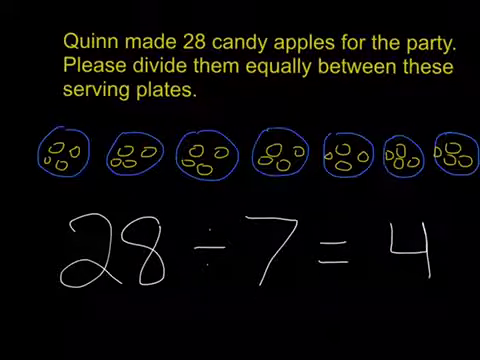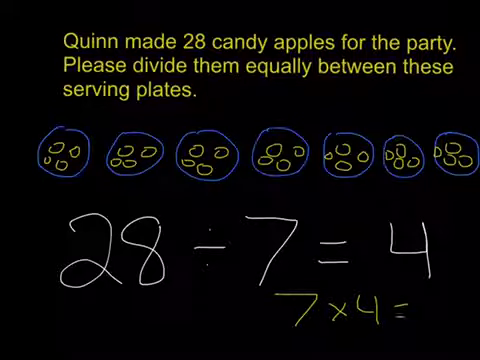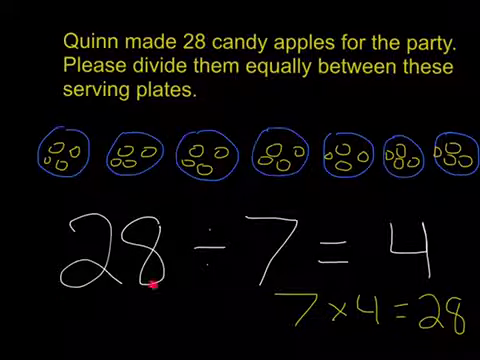Let's use what we know about multiplication to check the reasonableness of our answer. If we have 7 groups of 4, what is our answer? The answer is 28. So because I have 28 as my answer to my multiplication problem and 28 is my dividend, what I started with, I know that my answer is correct.